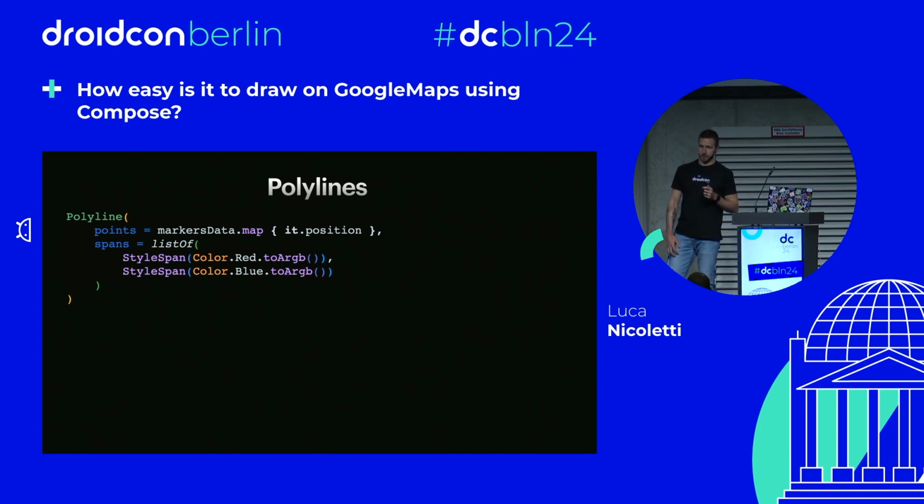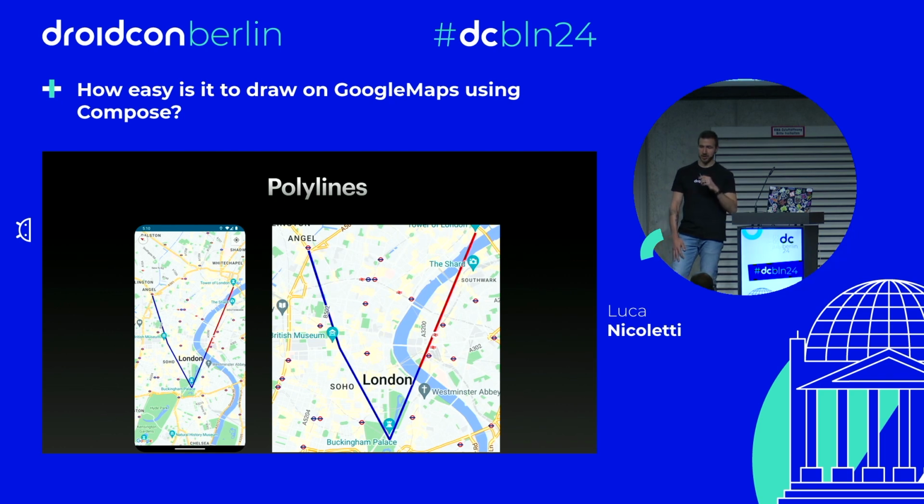So here I have a list of points, which is a list of 4 points and only a list of 2 spans. And the result will be that the change is applied from the first to the second point, and then it just keeps the last one that you specify.